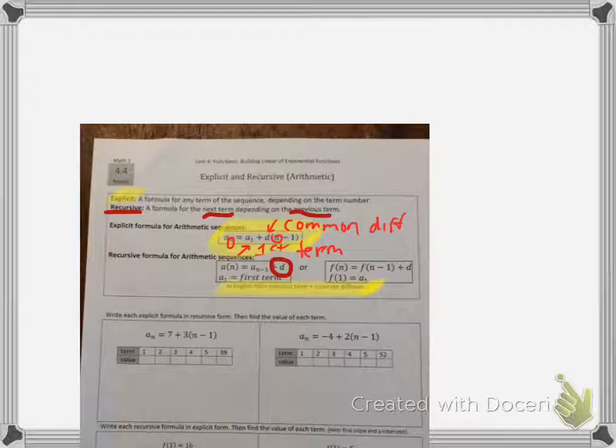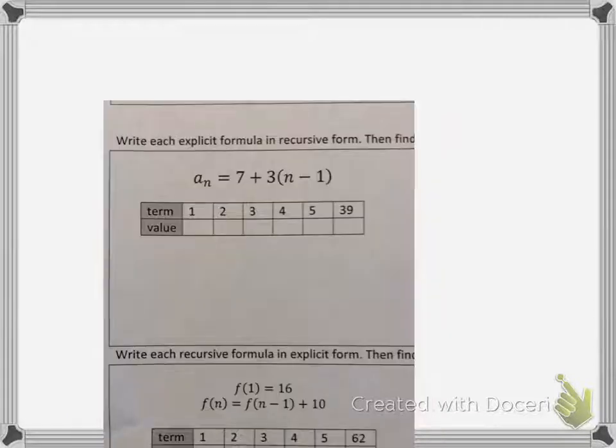There are two different ways that we wrote out the recursive formula. We did it with the parentheses and then we did it in function notation over here. So let's see if we can use those formulas to figure out some math here.